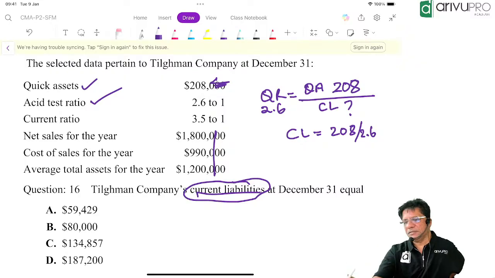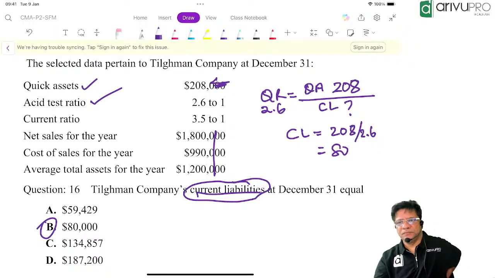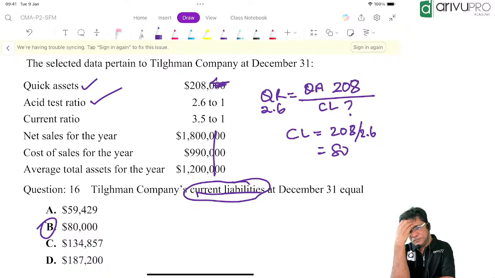Okay. Simple now. Unnecessarily, they have given you a lot, just to confuse you, just to irritate you, just to dominate you.